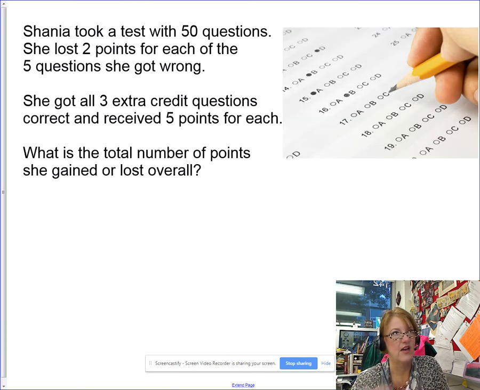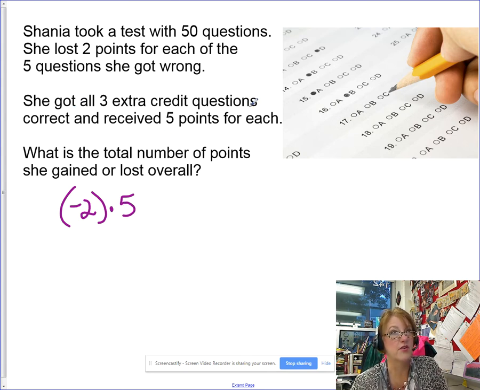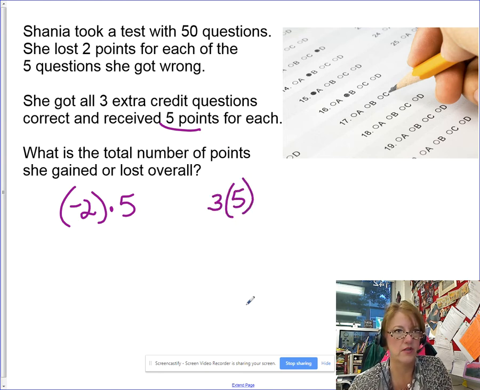Nice. All right, let's read through some of these. Shania took a test with 50 questions. She lost 2 points for each of the 5 questions she got wrong. I got to stop right there. Negative 2 points times 5 questions is going to give us the number of points she got wrong. However, she got all 3 extra credit questions correct. What? And got 5 points for those? Holy Hannah. First of all, that's a lot of extra credit, and extra credit's worth a whole lot of points there. All right, what is the total number of points she gained or lost overall?